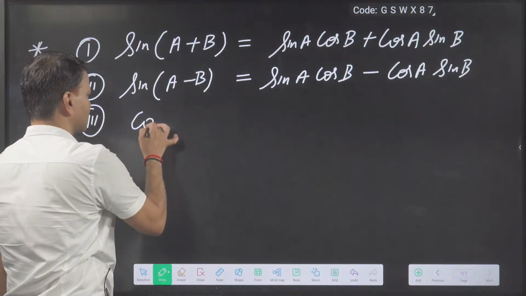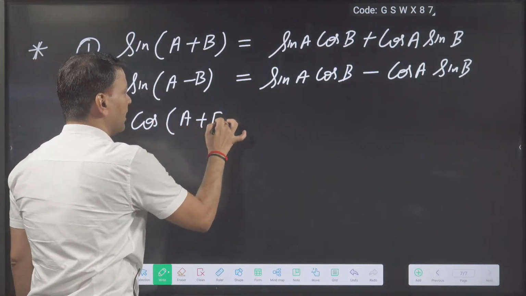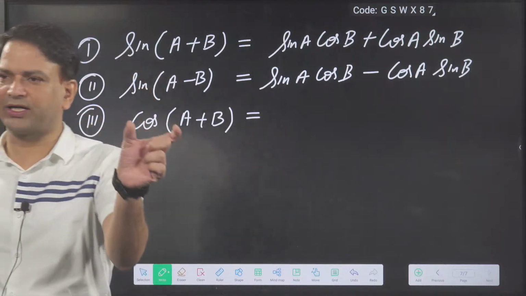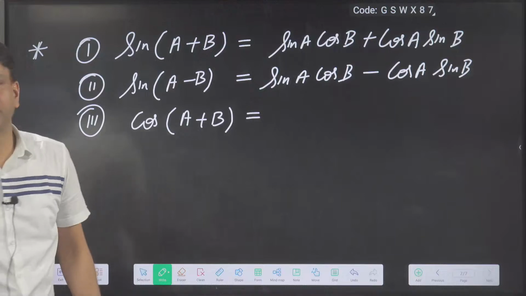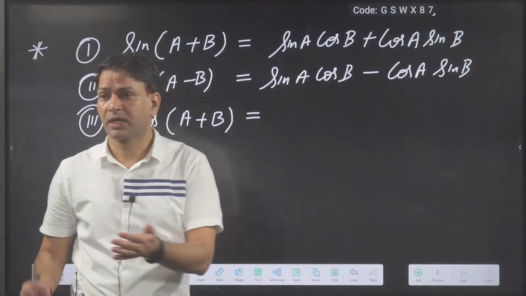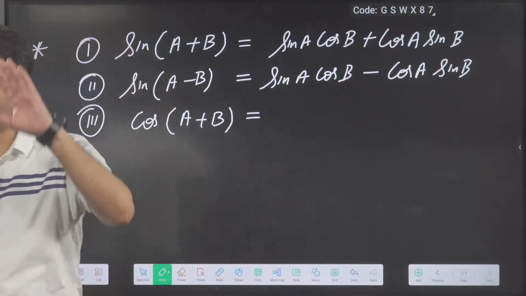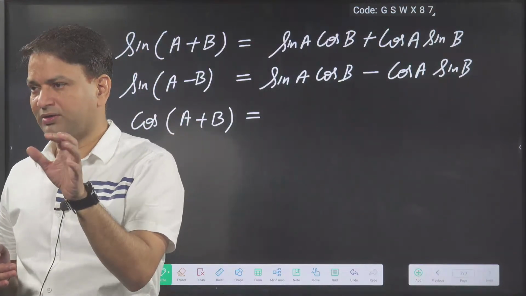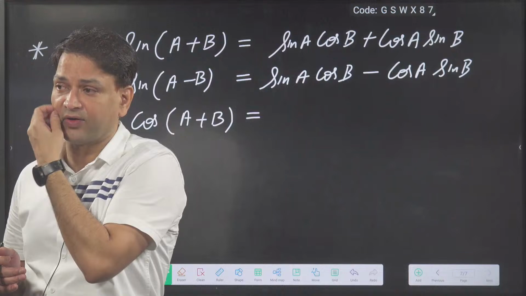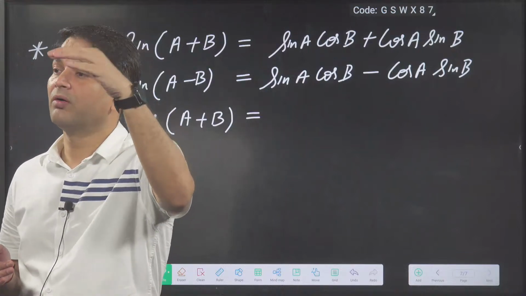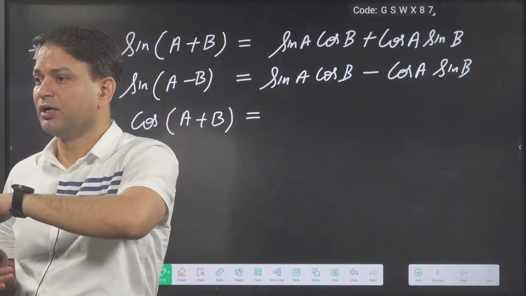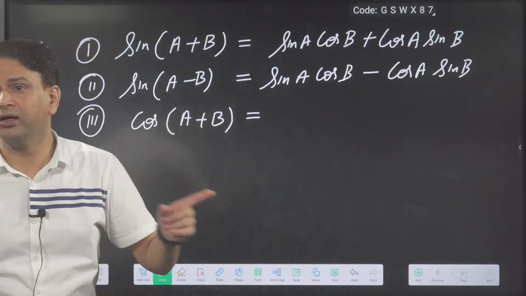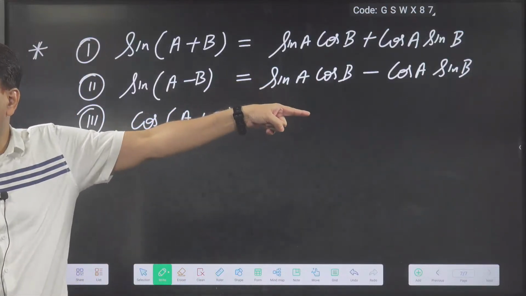Third one, cos A plus B. In the cos A plus B, two cos will come together, two sine will come together. One more thing, when we are using A plus B, in the case of cos, when the angle is more, then the value will be lesser, because cos 0 is 1, but cos 90 is 0. So in the case of cos, when the angle is more, cos theta will be lesser. That's why when we are using plus here, there we will get minus.